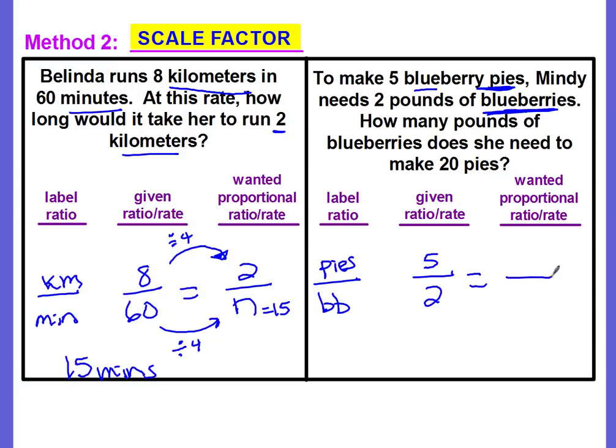We'll make it equal to another rate. We're going to make it proportional. And what do we want in the second rate? We want 20 pies. Pies are in the numerator, so the 20 goes here. Our unknown, our n, goes in the denominator. Do you see the scale factor? Sure. 5 times 4 will give you 20. So multiply 2 times 4 and you get 8. So how many pounds of blueberries does she need? 8 pounds of blueberries.